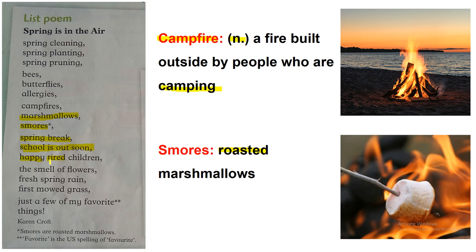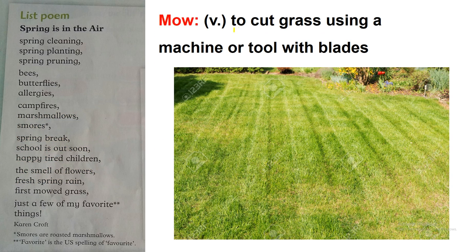Happy, tired children. The smell of flowers. We can smell the flowers. Fresh spring rain. We can find some fresh rain. First, mowed grass. Mow is a verb, means to cut grass using a machine or tool with blades. Like the one here in this picture, we can find lines here. This is because of a machine, okay? So first, mowed grass, just a few of my favorite things.